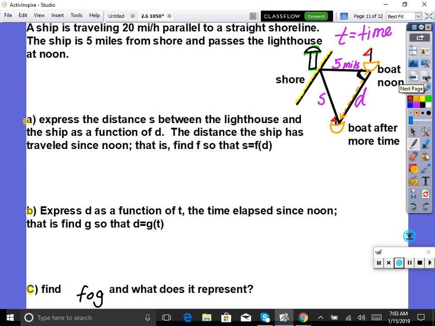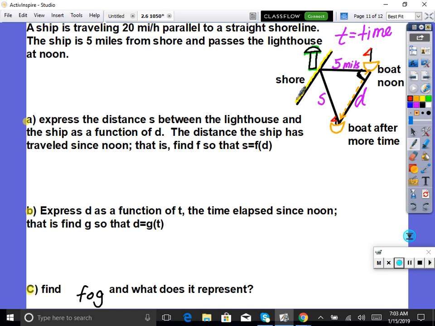Okay, this is the last example of the lesson. All right, last example of the lesson. Okay, it says a ship is traveling 20 miles an hour parallel. It's just going to be a function composition problem, but the hardest part is setting it up. So it says a ship is traveling 20 miles an hour parallel to a straight shoreline.